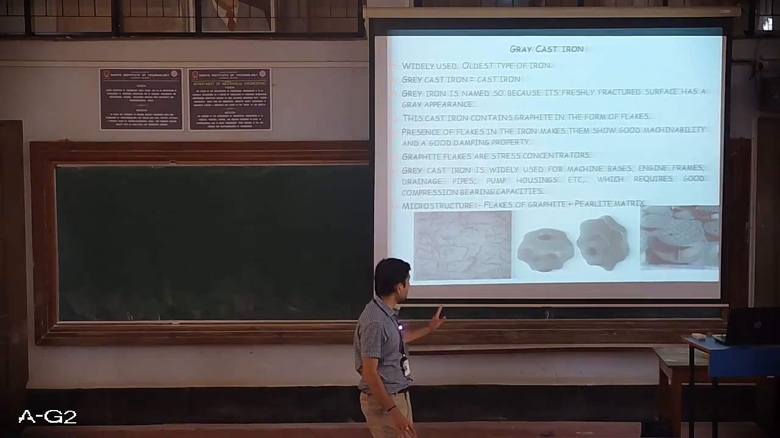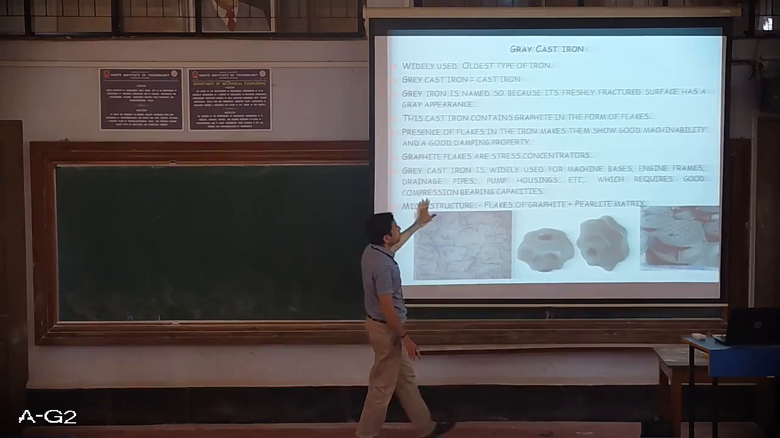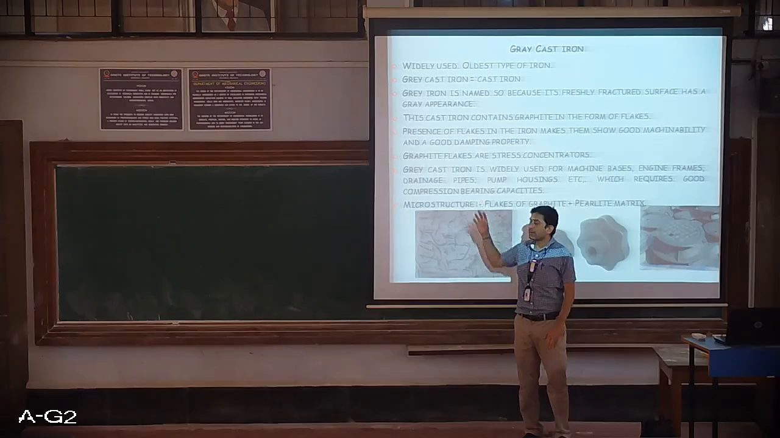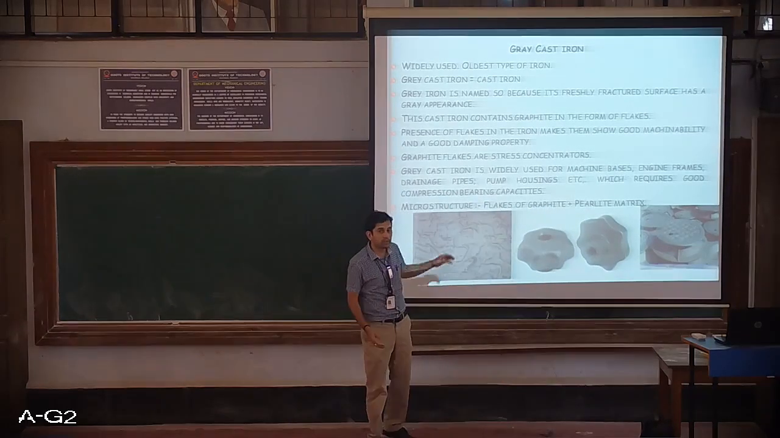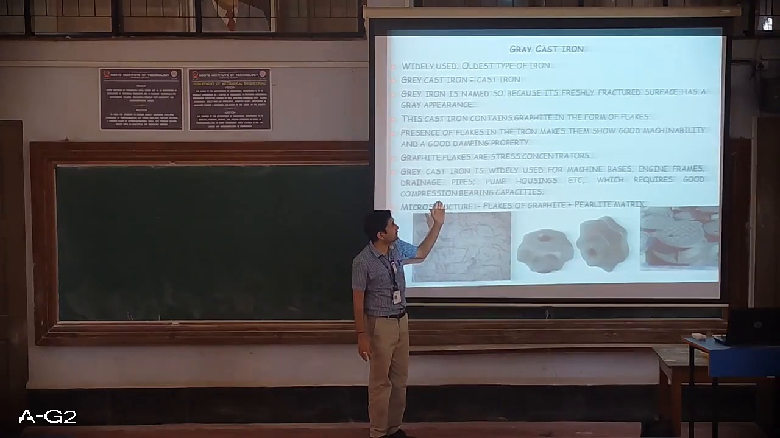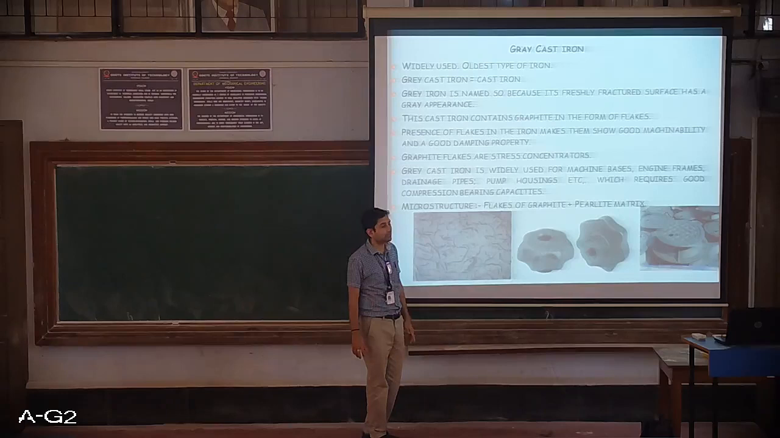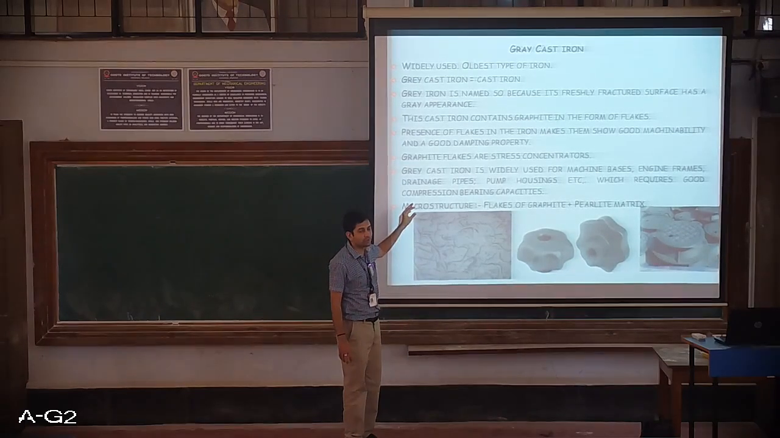So grey cast iron is basically used for applications like machine bases, engine frames, and drainage pipes. You might have come across the drainage pipes on the roads; those are made of grey cast iron only. The pump housings you see are also made of this type of cast iron. And the basic requirement is that it should take up a huge amount of damping.